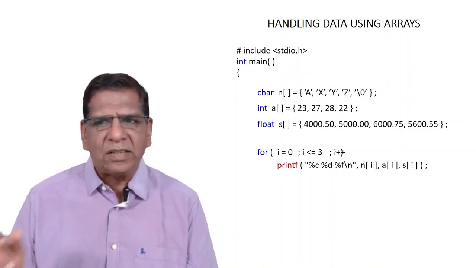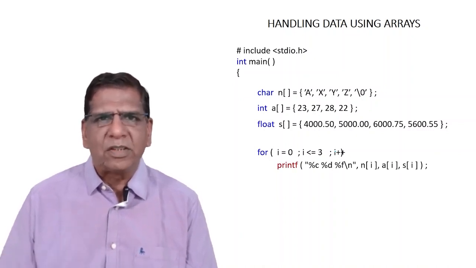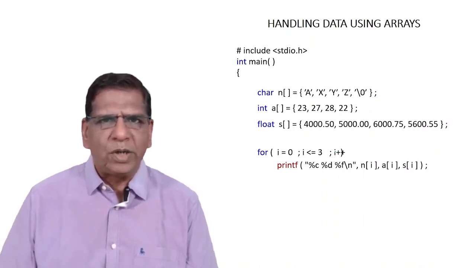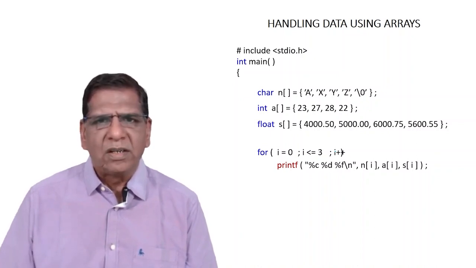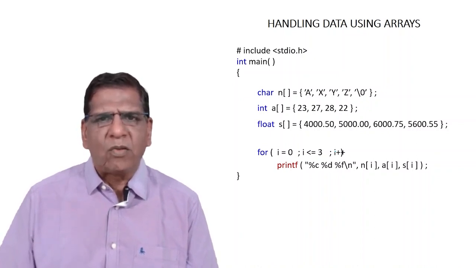N0, A0 and S0. That will print the first record. When I becomes 1, it becomes N1, A1, S1. Similarly, N2, A2, S2 will print third record and N3, A3, S3 will print out the fourth record. So this way we can print out all 4 records quite easily. Do define I as an integer. That's fine.